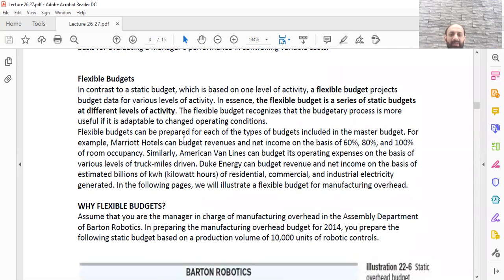Flexible budgets can be prepared for each of the types of budgets included in the master budget. For example, Marriott hotels can budget revenues and net incomes on the basis of 60, 80, and 100% of room occupancy. For different companies, you can come up with different scenarios and different levels of output or yield, and you can incorporate all those levels into your flexible budgets.